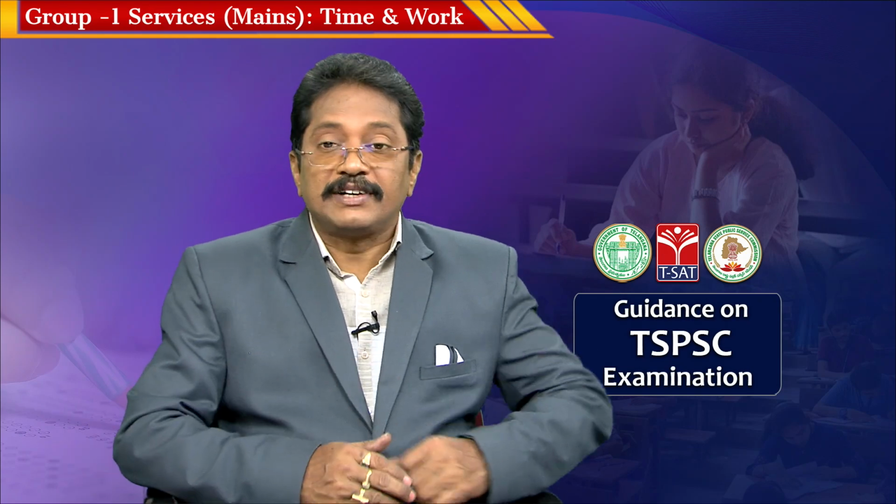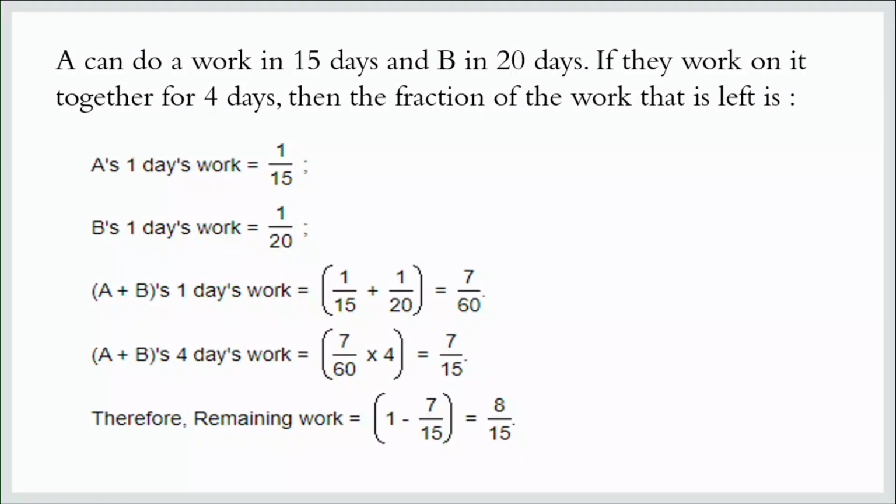Okay. First question. Here we are discussing various previous examination questions and how we are going to solve them. Some expected questions we also discuss here. The first question is: A can do a work in 15 days and B can do the work in 20 days. If they work on it together for 4 days, then the fraction of the work that is left is?